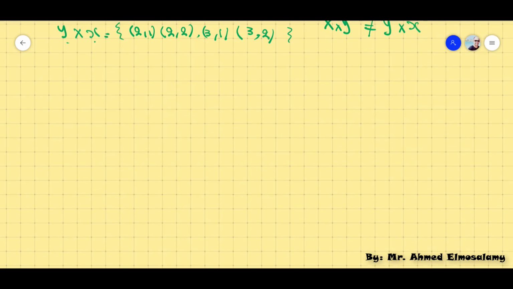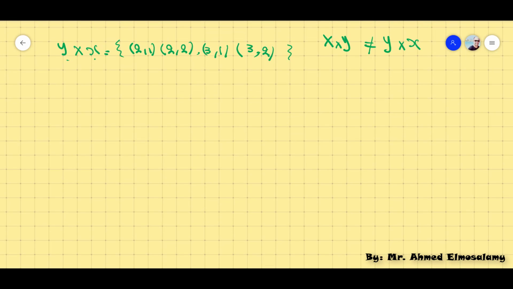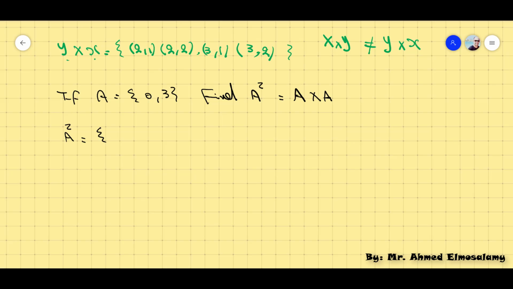By taking another exercise, if a equals {0, 3}, find a² or find a square. a² equals what? It will be equal to a product a. How to find a product a? That means a square, or a², equals the first set, which is {0, 3}, product the second set, which is also {0, 3}.